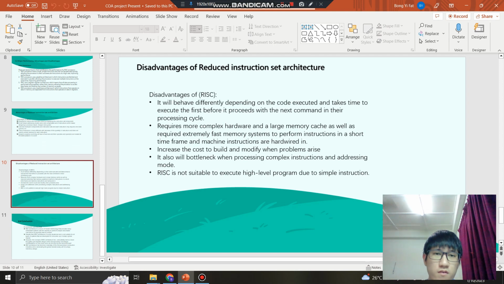Because RISC machine instructions are hardwired in, it will increase the cost to build and modify when a problem arises. It also will bottleneck when processing complex instructions and addressing modes. That's why RISC is not suitable to execute high-level programs due to its simple instructions.